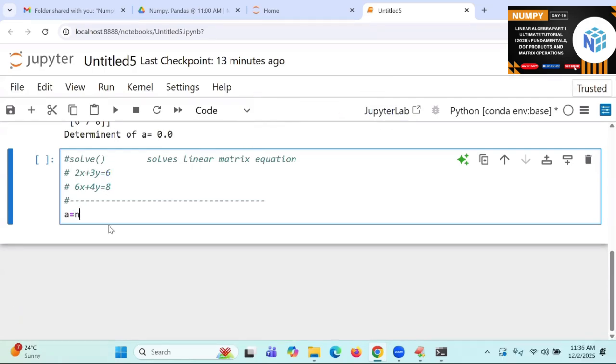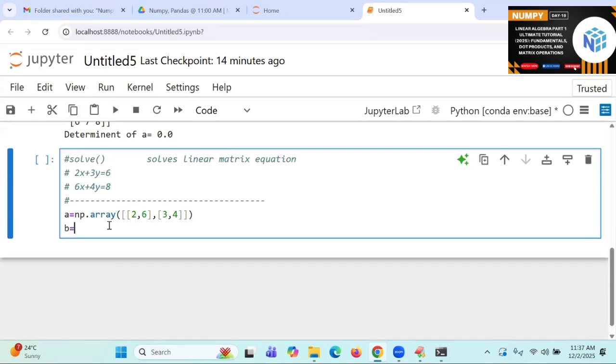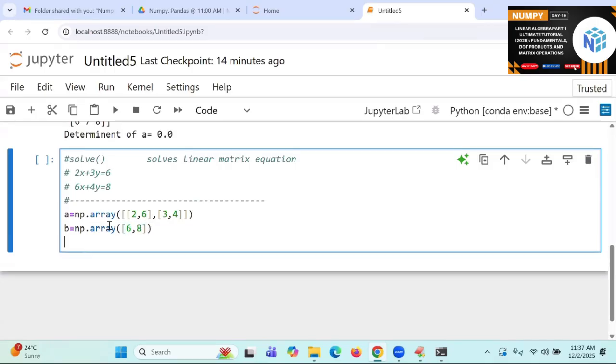Let us take A is equal to np dot array of, come on, 2 comma 1, 6 comma 3, and then 4. This is called 2, 6 is one thing. Next, 3 comma 4 is one more thing. This is called one list. Next, B is equal to np dot array of 6 comma 8. So 6 comma 8. Now I'm going to write it.